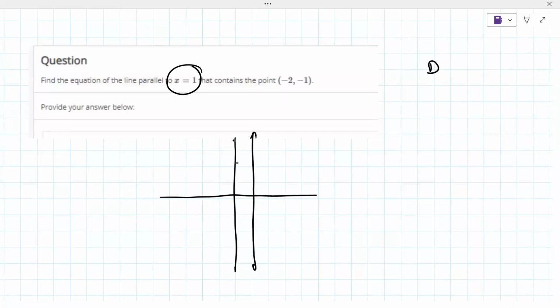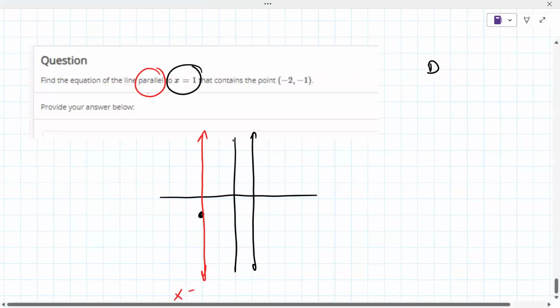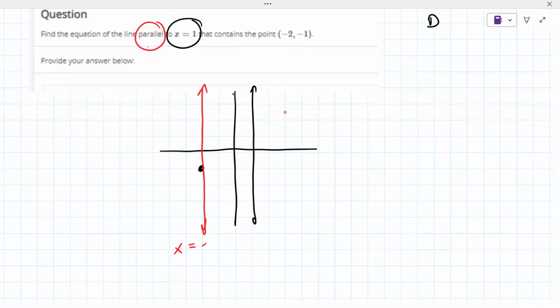And then here's the point, -2, -1. So if it's parallel, parallel means it can't intersect. It's also a vertical line. So it's an x equals, what's the x value of this ordered pair? -2. That's your equation.